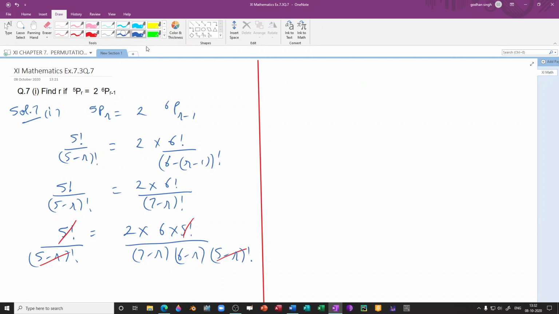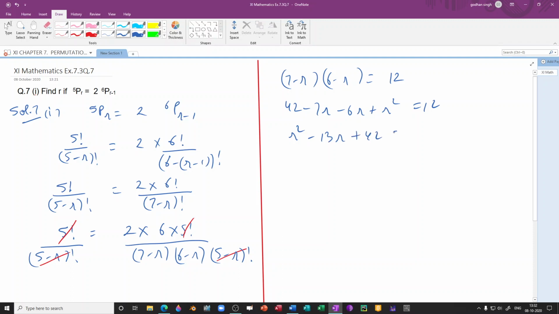So simplifying it further, we'll be getting (7 minus r) into (6 minus r) equal to 6 into 2, that is 12. Simplifying it, we'll get 7 into 6 is 42 minus 7r minus 6r plus r square equal to 12. So rewriting this, we'll be getting r square minus 13r plus 42 equal to 12. R square minus 13r, this will become plus 30 equal to 0.